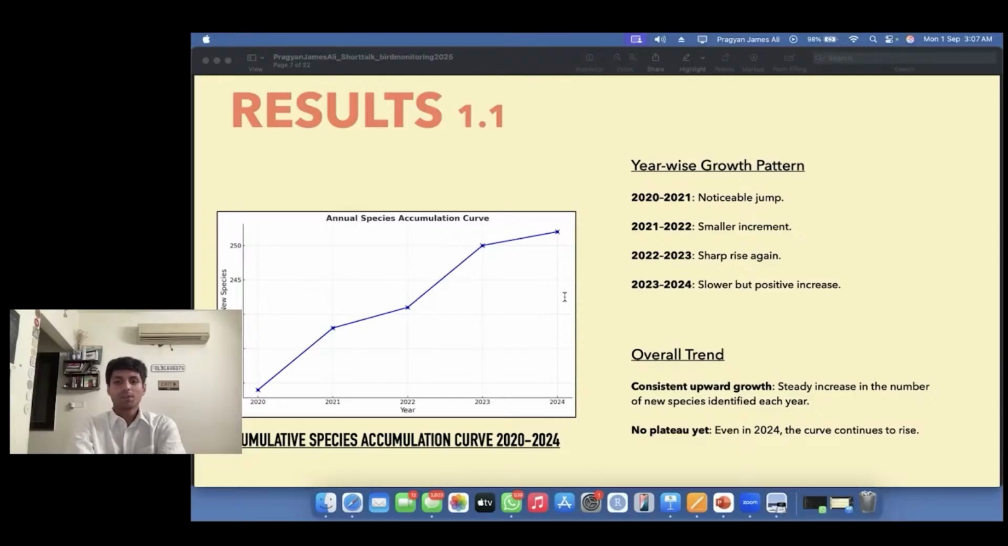We must also remember that this was the COVID year, so fewer people went birding because of the restrictions and lockdowns. In 2022 and 2023, we see a sharp rise again, which might indicate expanded sampling, improved methods, or even more biodiverse areas surveyed. Lastly, in 2023 and 24, we see a slow but positive increase, which hints towards the species pool nearing saturation, but not completely exhausted. All in all, there had been a steady increase in the number of species each year.